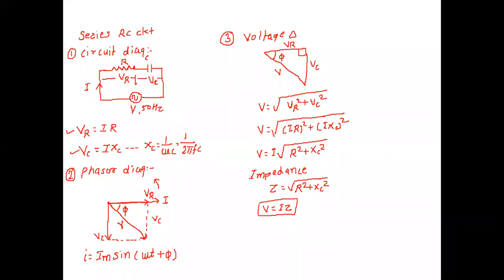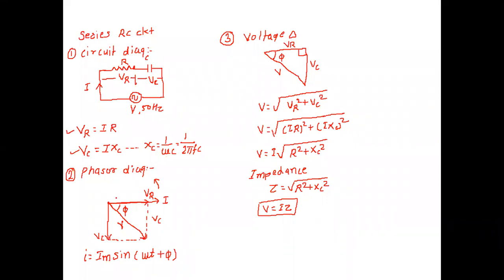So the RMS value of voltage across R can be represented by VR, which is nothing but I into R. And the RMS value of the voltage across the capacitor is VC, and we can write the formula for VC, which is equal to I into XC, where XC is known as the capacitive reactance, which is equal to 1 upon omega C, which is equal to 1 upon 2 pi fC. Now the second part is the phasor diagram.